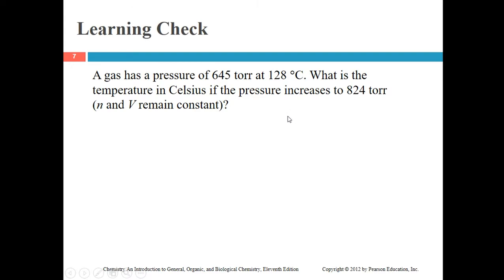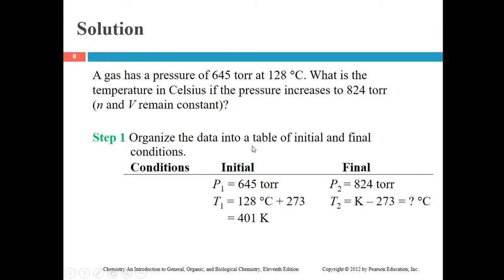The only thing is now we're going to solve for the second temperature, the T2. So you're going to need to rearrange your formula to solve for T2. You will also need to make sure you convert your degrees Celsius to Kelvin. So 128 degrees Celsius plus 273 is 401 K. And then when we're done, since it's asking for Celsius, once we solve for the second temperature, we're going to need to subtract 273 to get back to degrees Celsius.